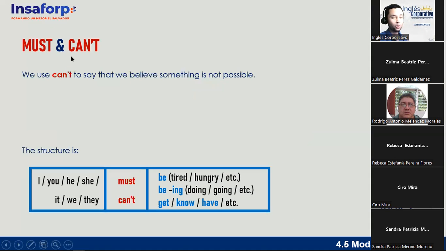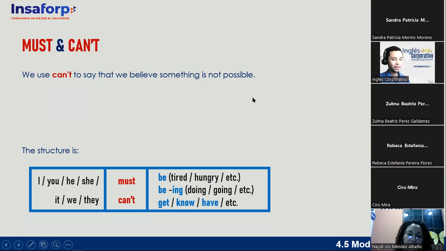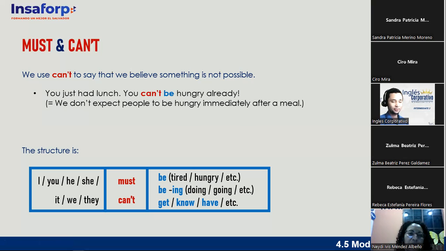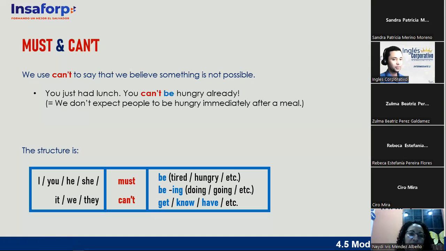Okay, what about can't? We use can't to say that we believe something is not possible. Can't is the opposite of must, okay? It's the opposite. Volunteer, please, I'm going to show you the first example. Who wants to read? Come on, let's participate. Sandra. You just had lunch. You can't be hungry already. Already, right? You just had lunch. You can't be hungry already. Acabas de almorzar. No es posible que tengas hambre. This is the opposite of must.